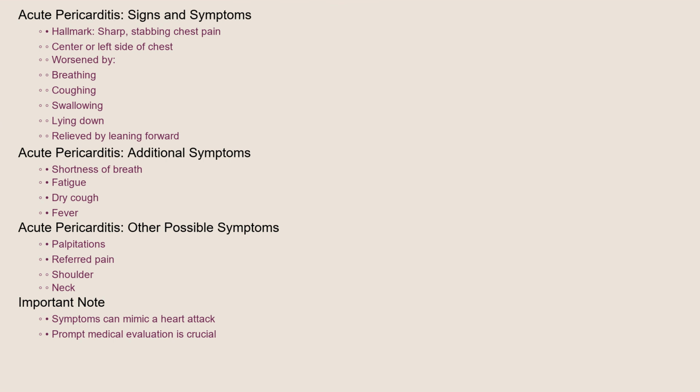The signs and symptoms of acute pericarditis can vary, but the hallmark symptom is sharp, stabbing chest pain. This pain is often located in the center or left side of the chest and is typically aggravated by breathing, coughing, swallowing, or lying down. Leaning forward can sometimes relieve the pain.